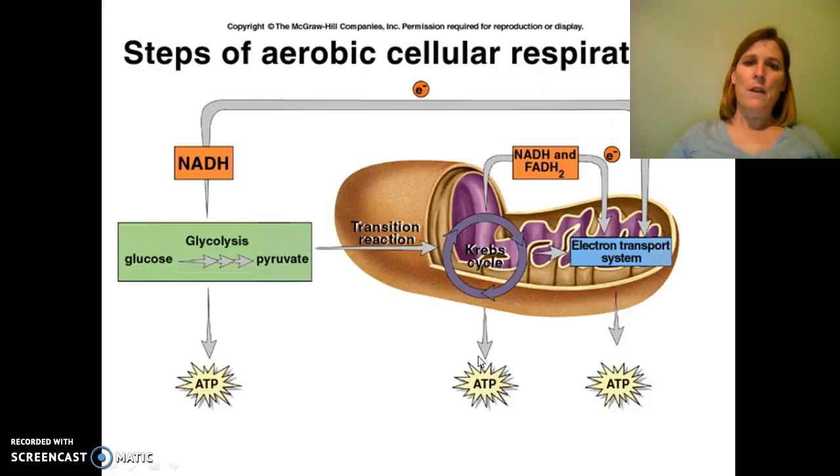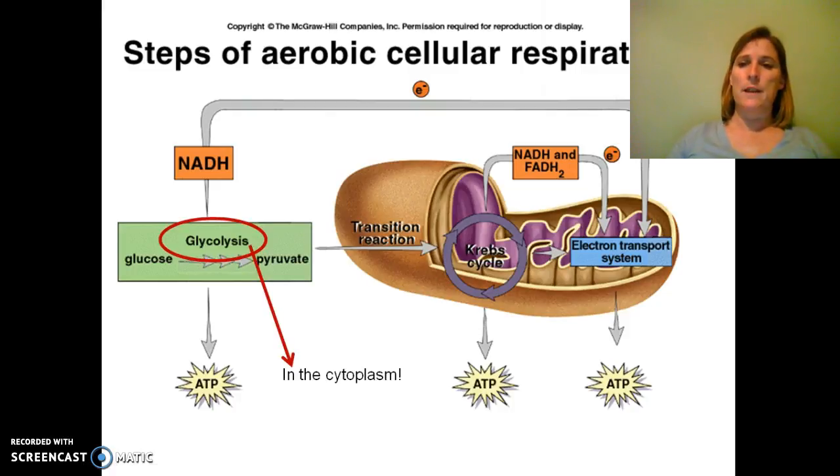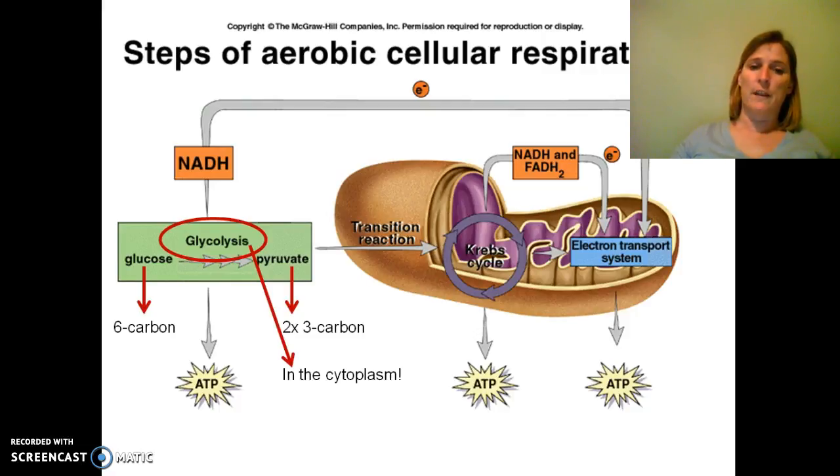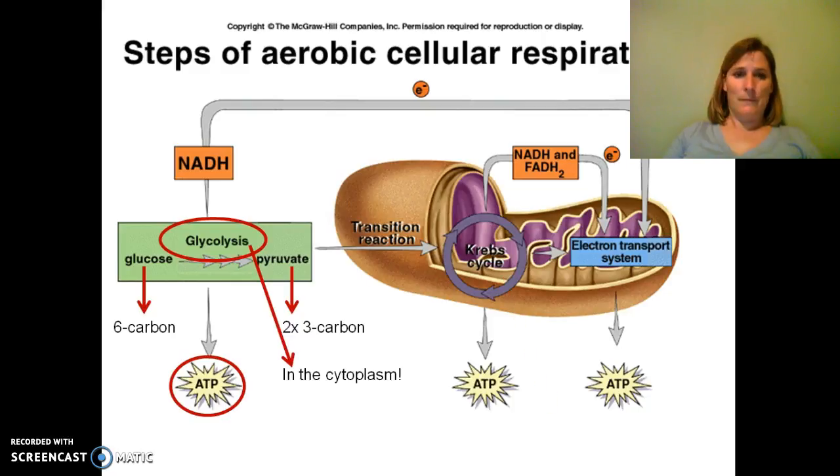Okay, so let's look at the steps of cellular respiration. We're going to start with glycolysis. Glycolysis is going to take place in the cytoplasm of the cell. In the process of glycolysis, we're going to take glucose, a 6-carbon sugar, and we're going to create pyruvate, 2 3-carbon sugars. In that process, basically breaking down that 6-carbon sugar into 2 3-carbon sugars, we're going to release some ATP.